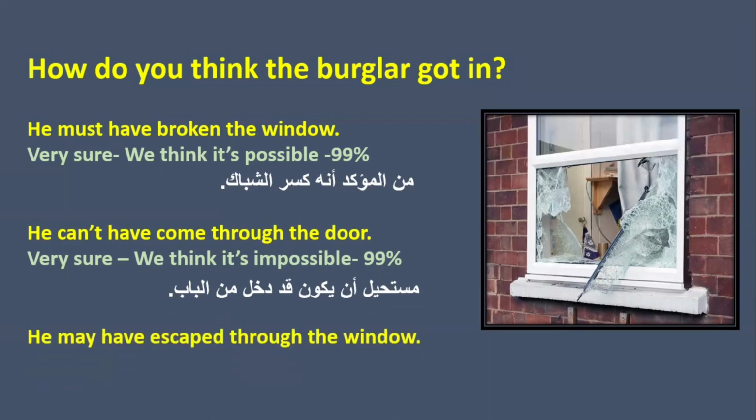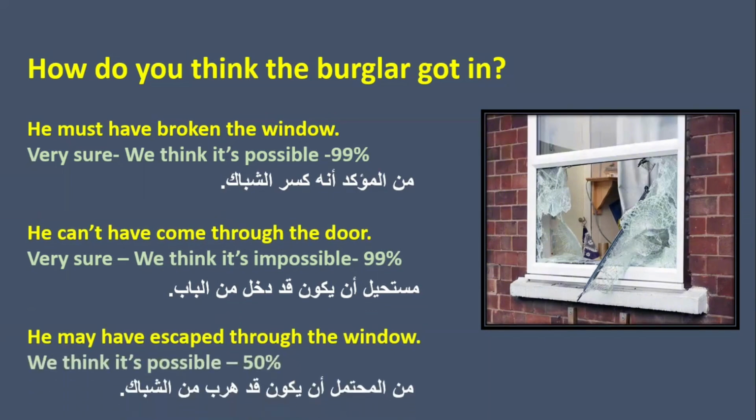Or another thing that I'm not really sure about, he may have escaped through the window. من المحتمل أنه يكون قد هرب من الشباك. Here, I'm saying it is possible, but I'm not actually very sure. I'm just giving you a possibility of 50% that this might have been true. من المحتمل أن يكون قد هرب من الشباك, because it's also possible that maybe he may have used the door. It's possible, right? So we're not sure.